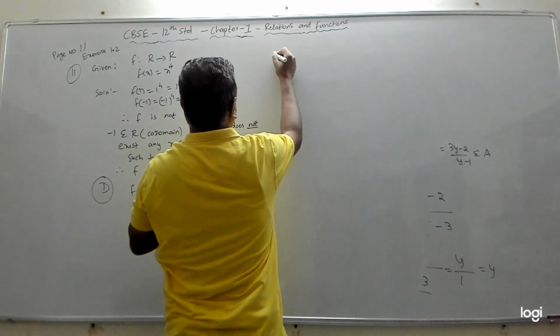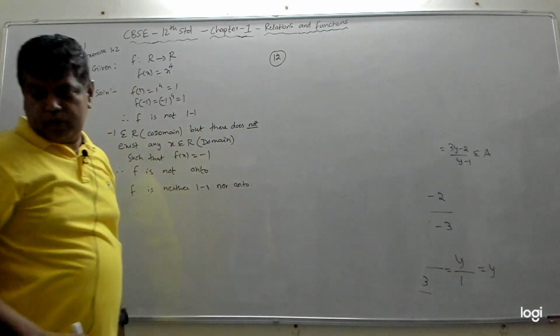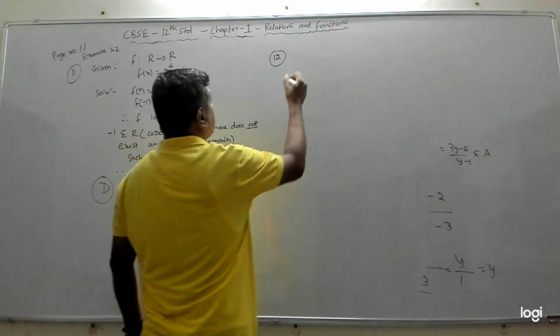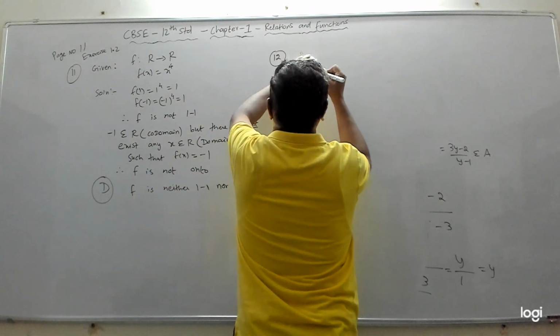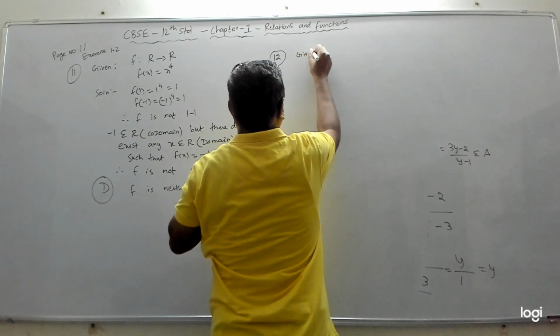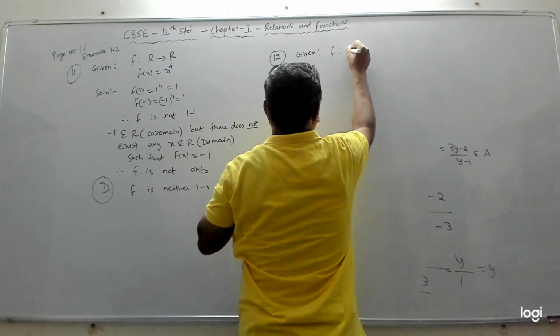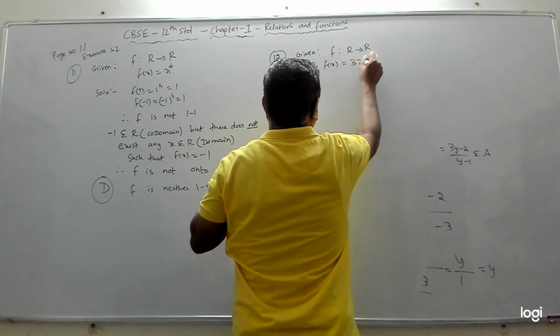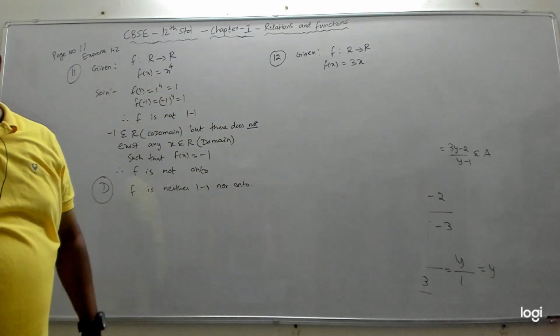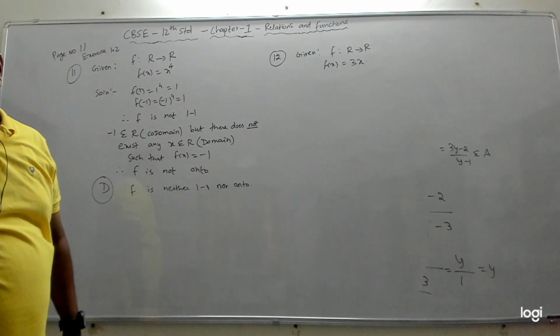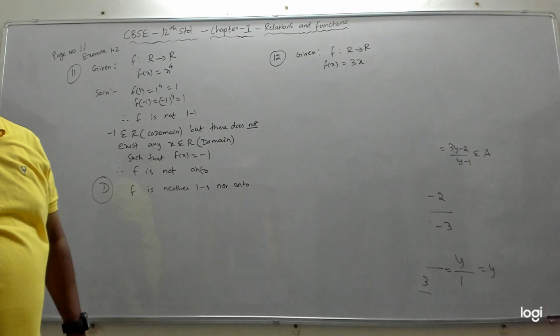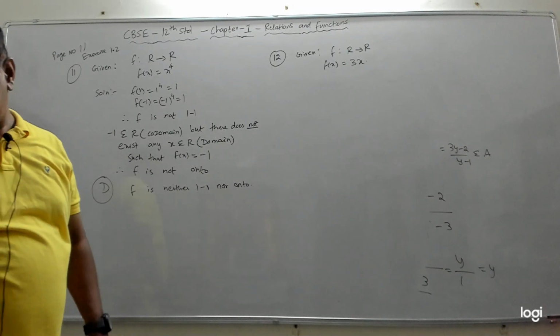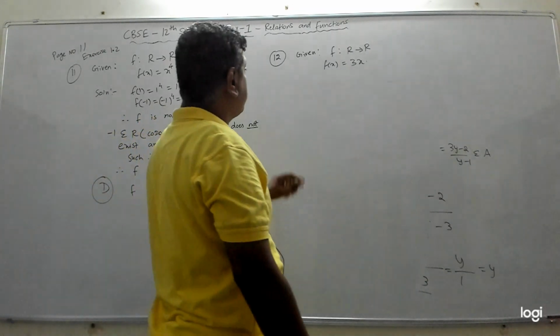So the next one is the 12th problem. Given is f is a function from R to R such that f of x is equal to 3x. We have to check whether f is 1 to 1 or what is the right answer: 1 to 1 and onto, or many to 1 and onto, or 1 to 1 but not onto, or neither 1 to 1 nor onto. So which is the right answer?